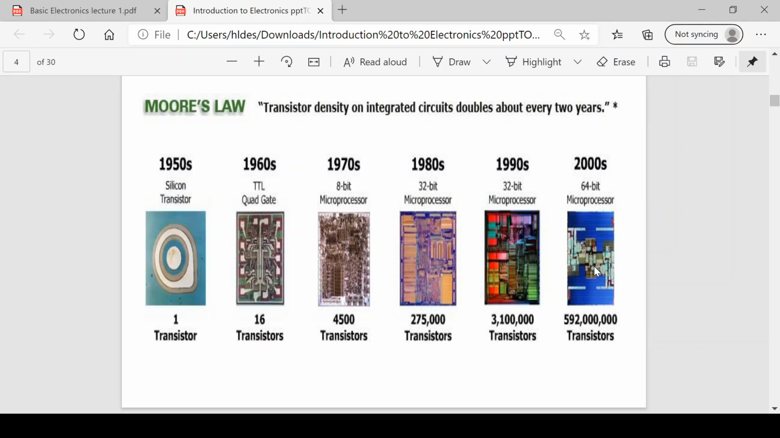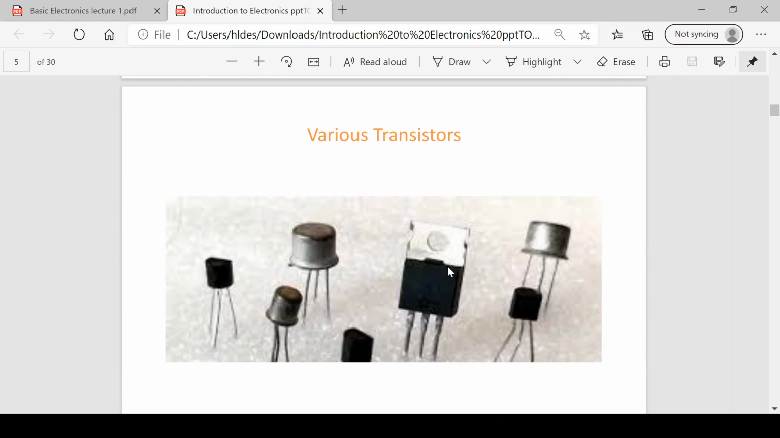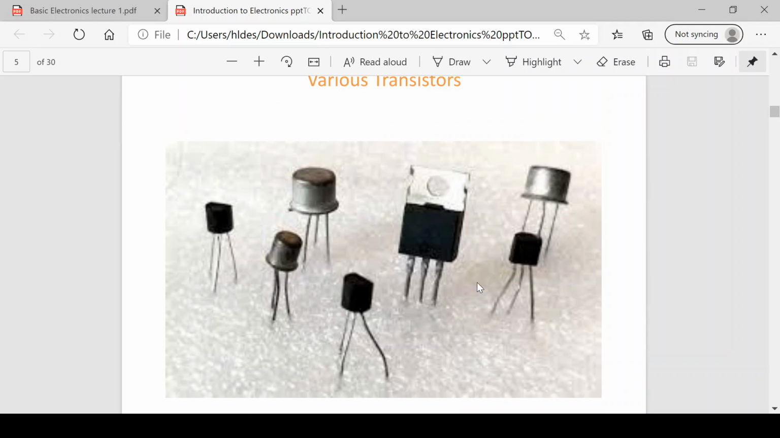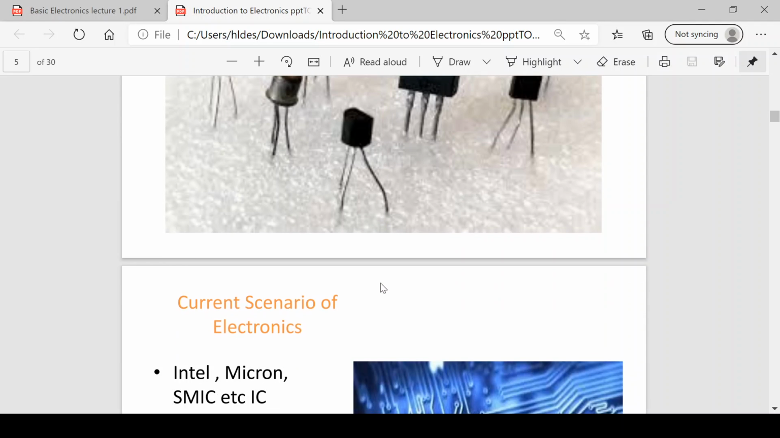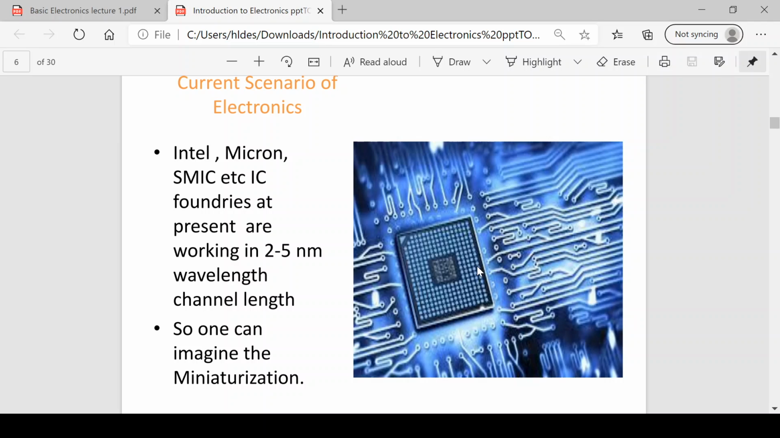So you can imagine the complexity and small size towards which electronics was heading. And what is the current situation? That we'll see later. But you can see these are the various transistors having three terminals, which is predominantly known as BJT. So now such discrete transistors were replaced by so many small transistors on a single silicon wafer. And the current scenario is, this is the inner view of some integrated circuit on a magnified view.